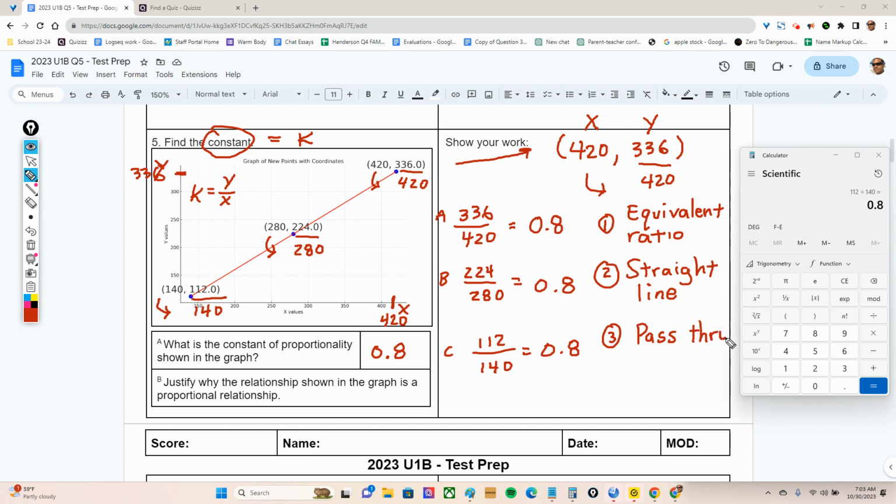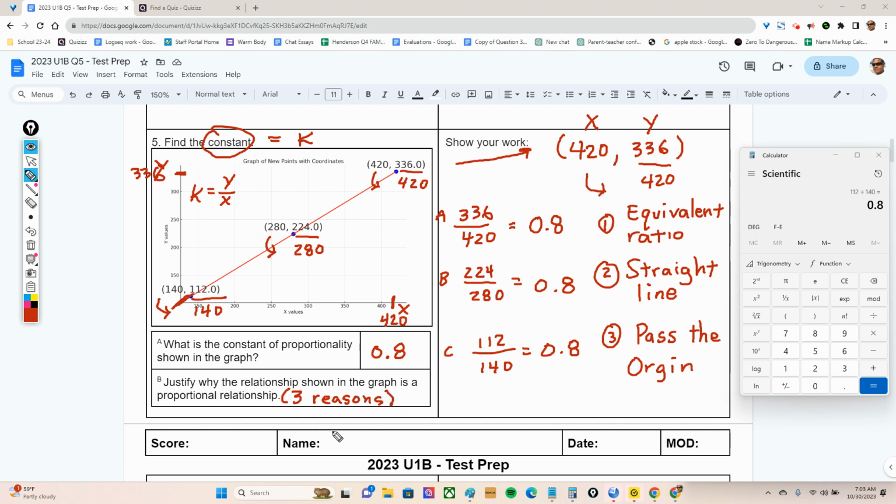This is not proper spelling right here. That is not how you spell through. Fine. I'm going to say passes the origin. That's not perfect English. We want to say pass through the origin. But we're trying to save space and time. So we're going to make it work. Pass the origin. That makes sense. The line passes the origin. If you extended this out, it would go through the origin. All right. So those are your 3 reasons to justify. Okay. 3 reasons.